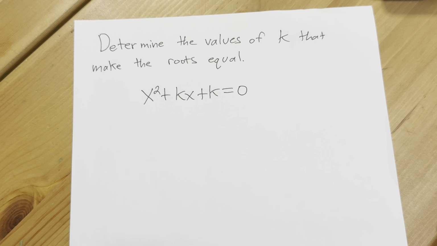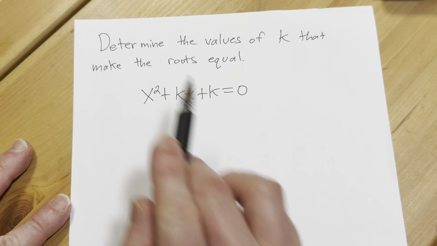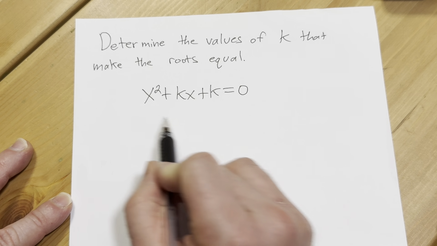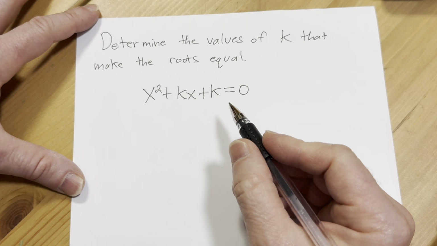In this short video, we're going to do a problem that uses the quadratic formula. More specifically, it uses what's known as the discriminant. So the question is to determine the values of k that make the roots of this quadratic equation equal.